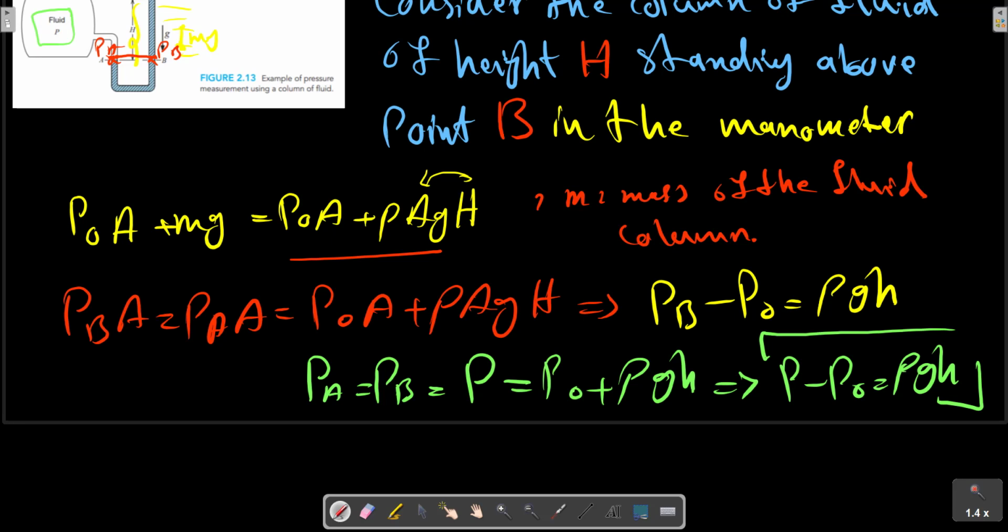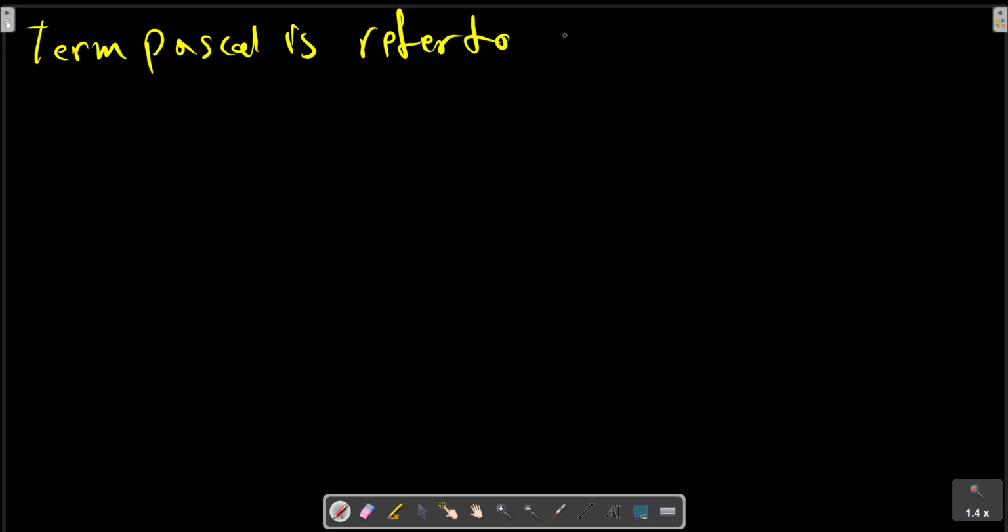To distinguish between absolute and gauge pressure in this book, the term Pascal will always refer to absolute pressure. Any gauge pressure will be indicated as such.